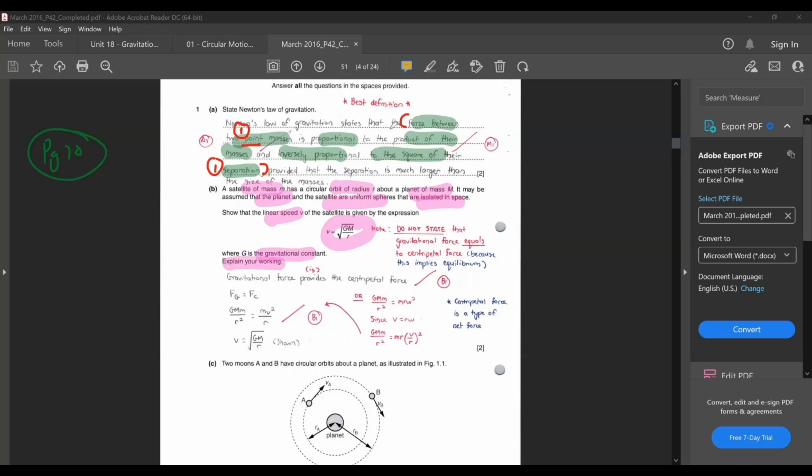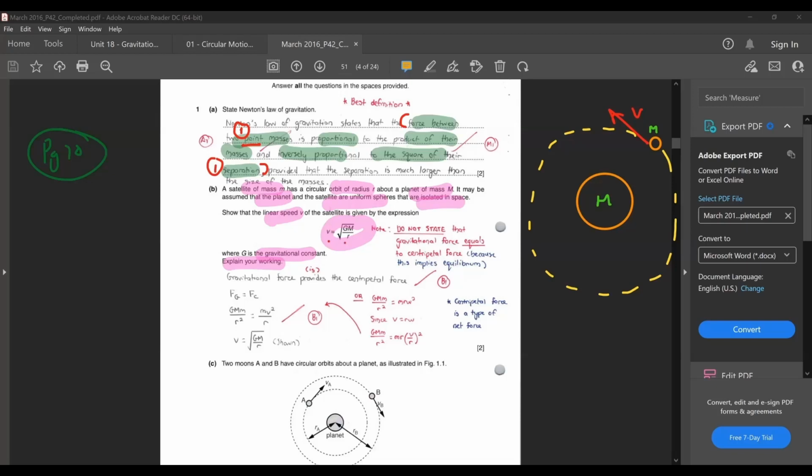So here, they already specifically mentioned to you that you have a satellite that is in orbit around a planet whose mass is big M. So the satellite itself has a mass of small m. So it's in circular orbit like this. I want you to show that the linear speed of that satellite, which is tangent to the point which you're considering, is given by this equation here. v is square root GM over r.